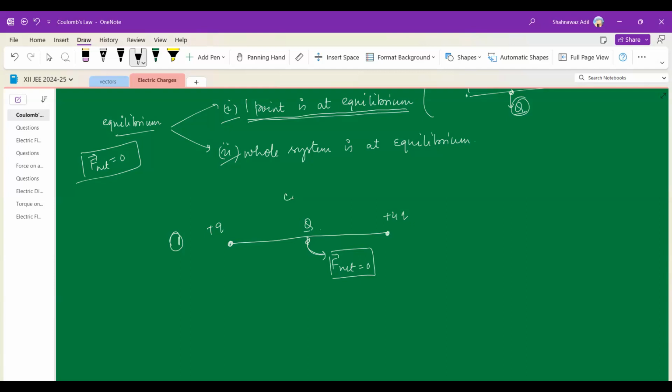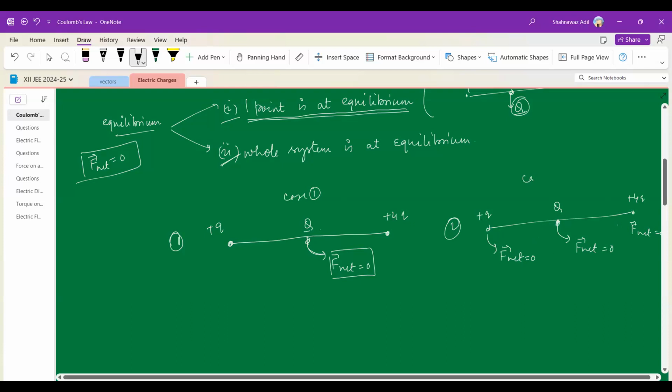And this is case first. The second case is that, let's say you have three charges. This is plus Q, this is plus 4Q, and then let's say this is Q. So in the second case, at here F net is 0, at here F net is 0, and the whole is case 2. So the whole system is at equilibrium, right?